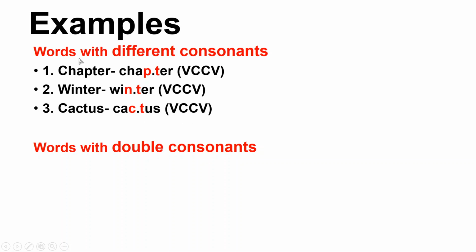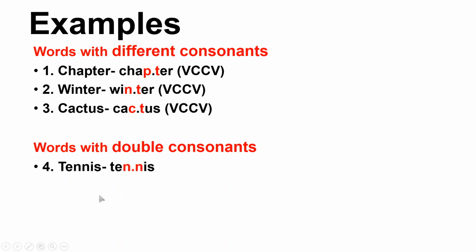Now let's check if this is a word with different consonants. C is not the same as T, and T is not the same as C. That's why this is an example of words with different consonants following the BCCB pattern. Now let's go to the second type of BCCB, words with double consonants.